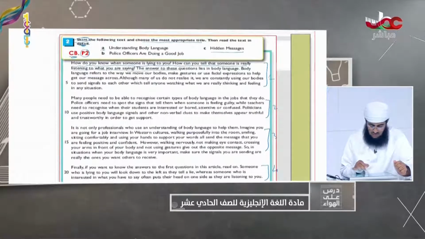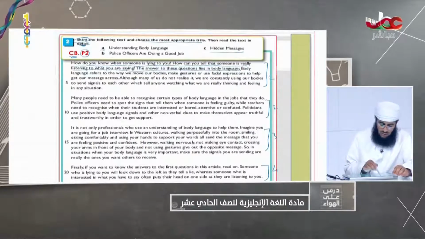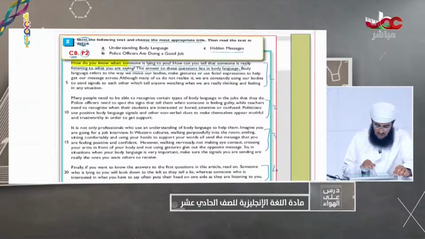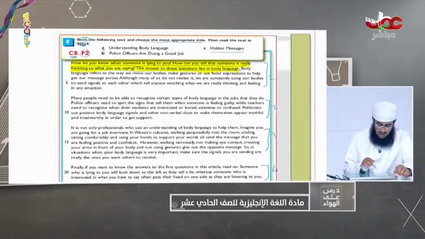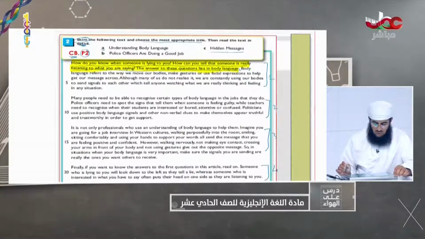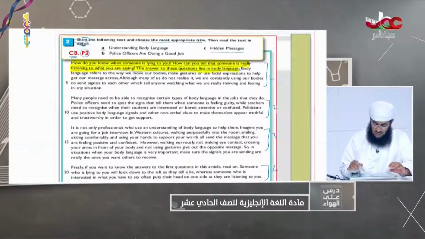So this is the introduction of the first paragraph. Through the first sentence, I can get the meaning. So what is this paragraph about? By reading the introduction of the first paragraph, I easily get the meaning. So how do you know when someone is lying to you? How can you tell that someone is really listening to what you are saying? The answer to this question lies in body language. So it is related to body language.